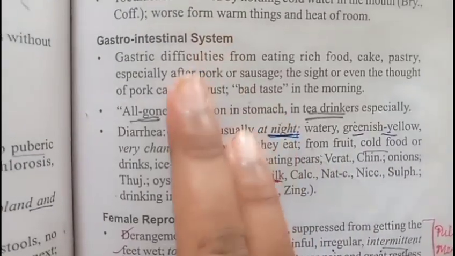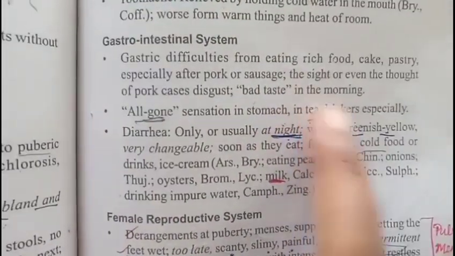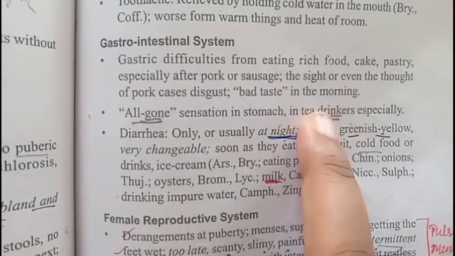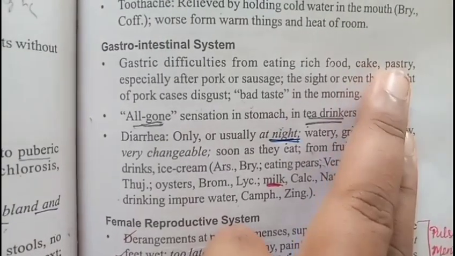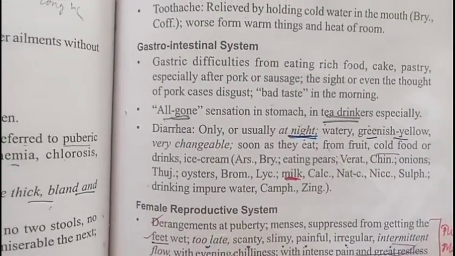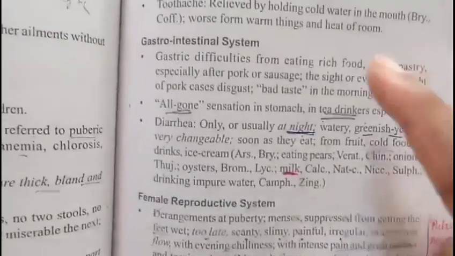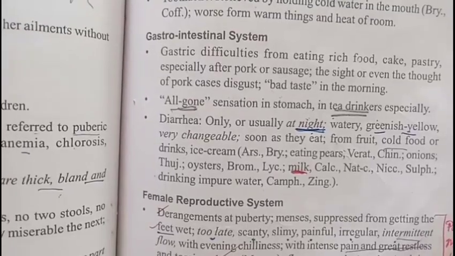GI, most importantly comes as a short note as well as a long question. GI mainly has organ sensation in the stomach. Adapted means which people, that is a tea drinker. Gastric difficulties, causation is rich food, eating rich food, cake, pastry, especially pork sauce. Sight of the food or thought causes disgust. Then occurrence is in the morning.